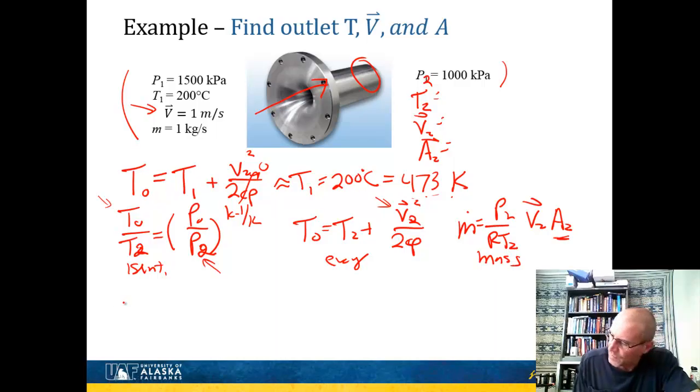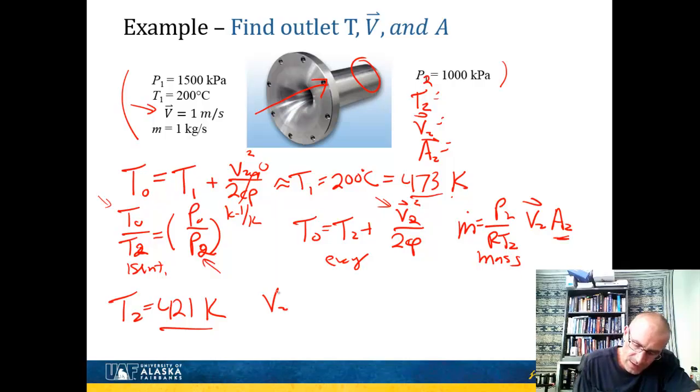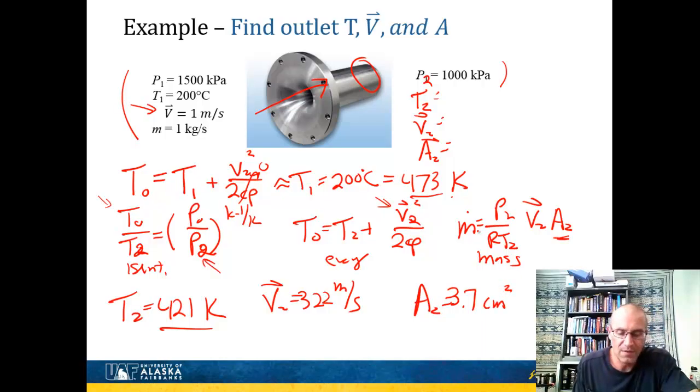If I give you some numbers for this, you find that T2 is equal to 421 Kelvin. So it's lower. It started at 473. Now it's going really fast, and so it lost energy, and now it's down to 421. The outlet velocity is equal to 322 meters per second, which is pretty fast. And the outlet area, A2, is equal to 3.7 square centimeters. I got that from the mass balance.